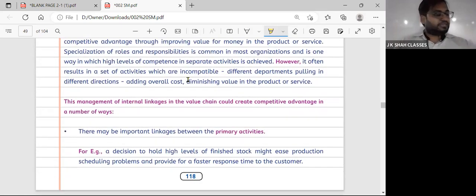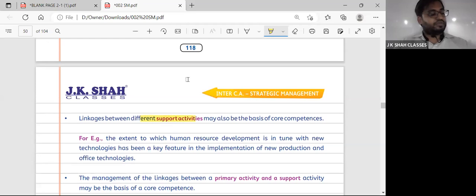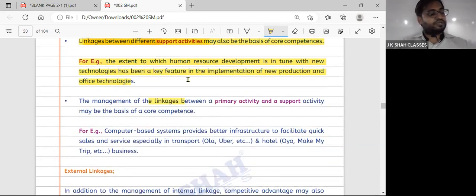Look at this internal linkage. We have three internal linkage. Linkage between primary, linkage between support, linkage between primary and support.